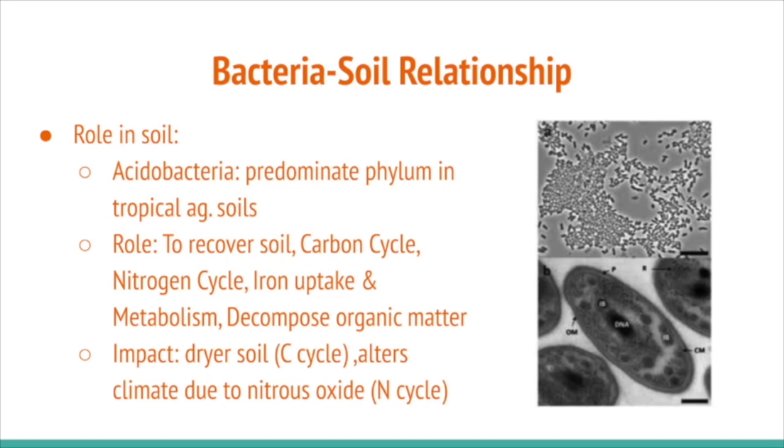The role it has in the nitrogen cycle is to reduce nitrate, nitrite, and nitric oxide. Reducing these will generate a greenhouse gas of nitrous oxide. This is generated by this type of microbe and has the role of altering the climate.